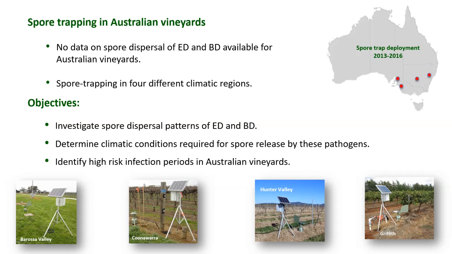The objective of this work is to investigate the spore dispersal patterns of these Eutypa and Botryosphaeria dieback pathogens and determine the climatic conditions or environmental factors that trigger the release of the spores. And it will hopefully help us identify the high-risk infection periods in Australian vineyards.